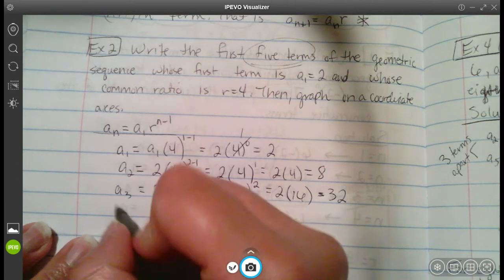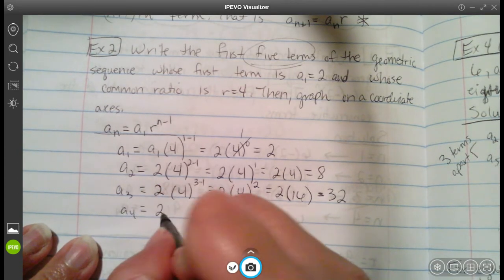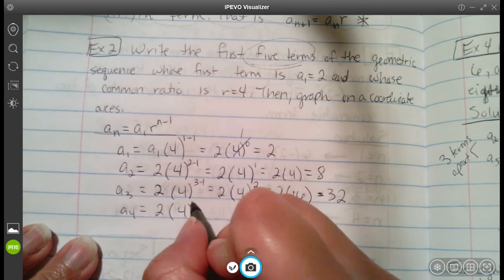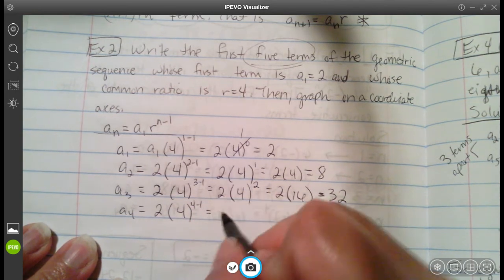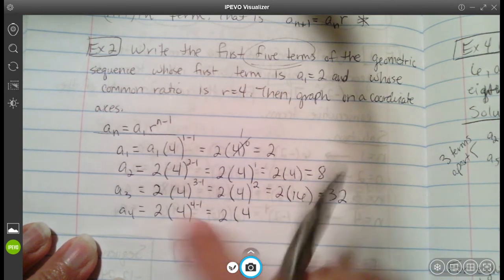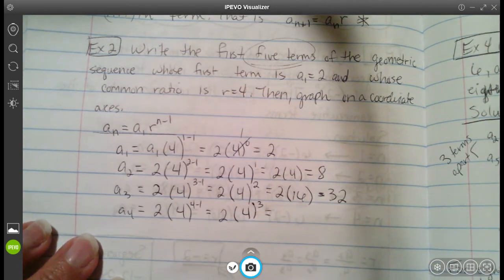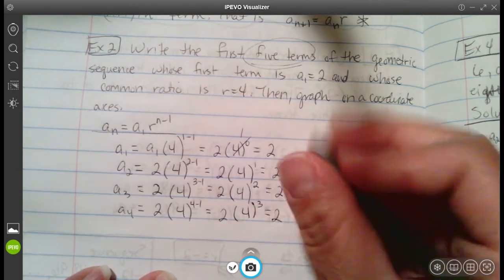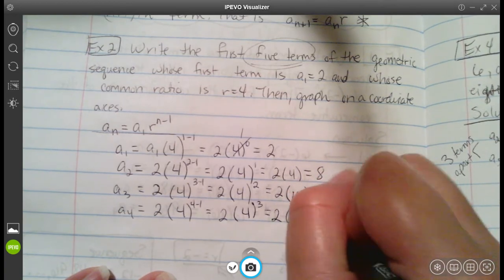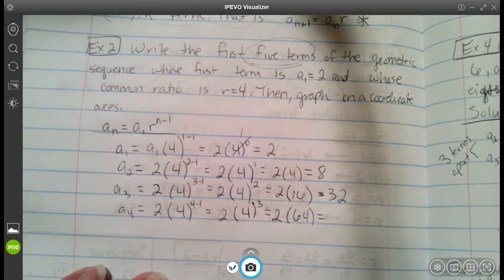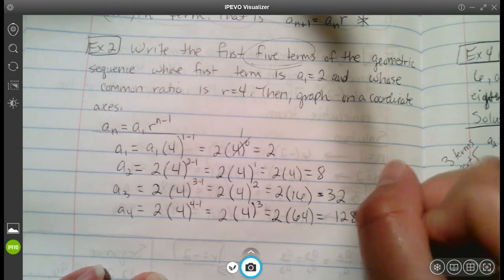Okay. Fourth term, we're almost done. We have 2 times 4 to the power of 4 minus 1, which would be 2 times 4, 4 minus 1 is 3. Okay, so we have 4 cubed, which I believe is 64. Okay, 2 times 64 is 128.